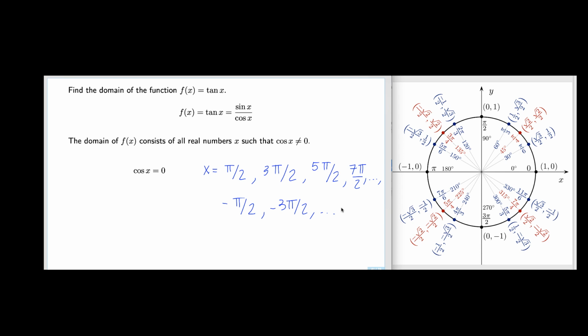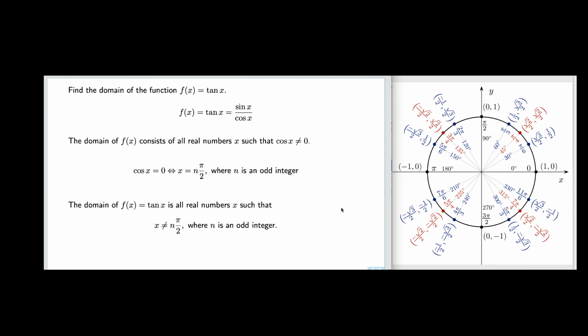So what I'm getting here, cosine of x is equal to 0 whenever x is an odd multiple of pi over 2. And of course, again, note that this multiple can be positive or negative. So this tells us then that the domain of our function f of x equals tangent of x consists of all real numbers x except the odd multiples of pi over 2.